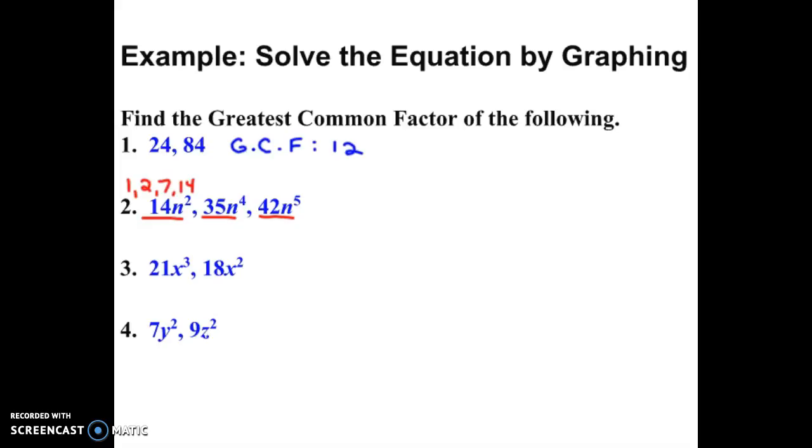Out of that group, does 14 go into 35 and 42? It does not. Does 7 go into 35 and 42? It does.